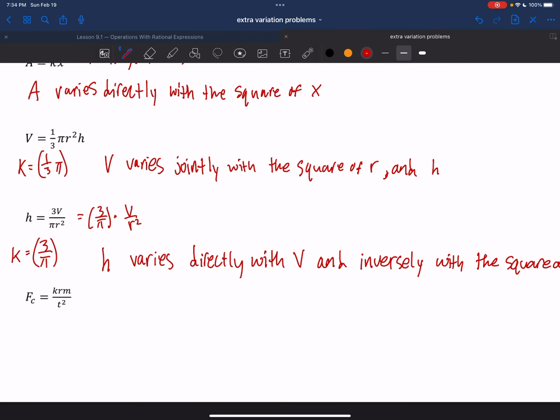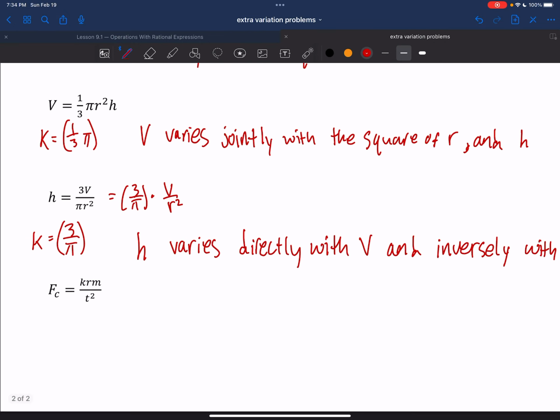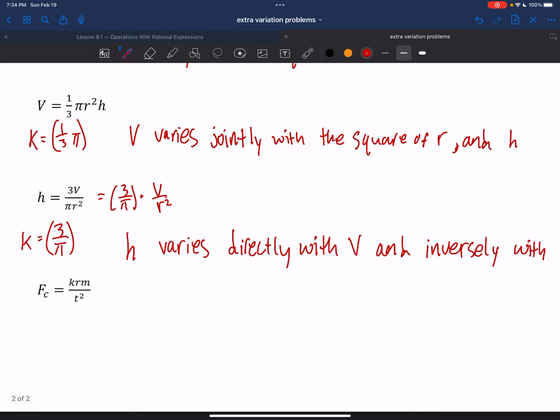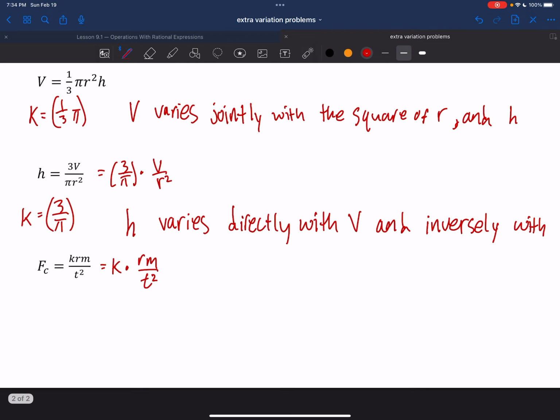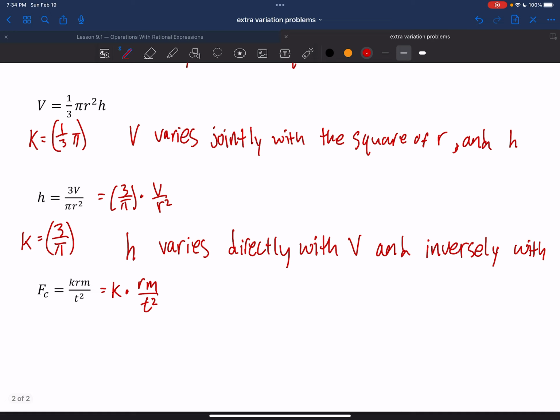Okay, one more example. I hope that these are helping. And here we go. So looks like the constant is K. So it looks like it's K times rm over t squared. I'm guessing, I don't really know what r is. Is that radius? Is that radius times mass and time squared? Is that the centripetal force maybe? Yeah, I don't know. Anyway, it doesn't matter that you don't know the context right now. You're just trying to describe the relationship between the variables. But we do know that K is the constant, okay?